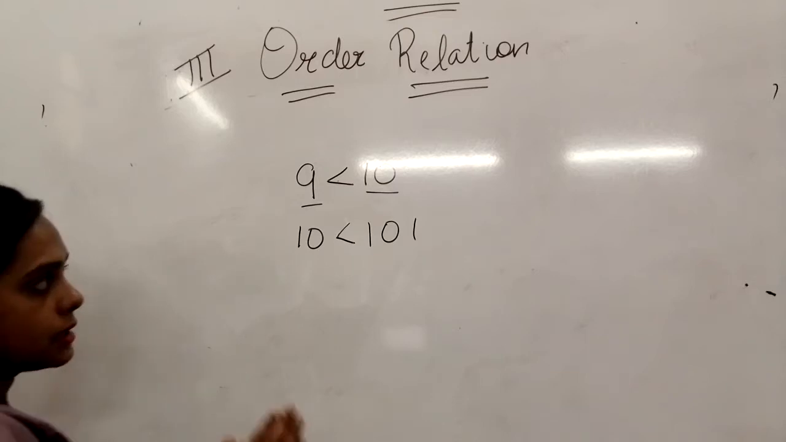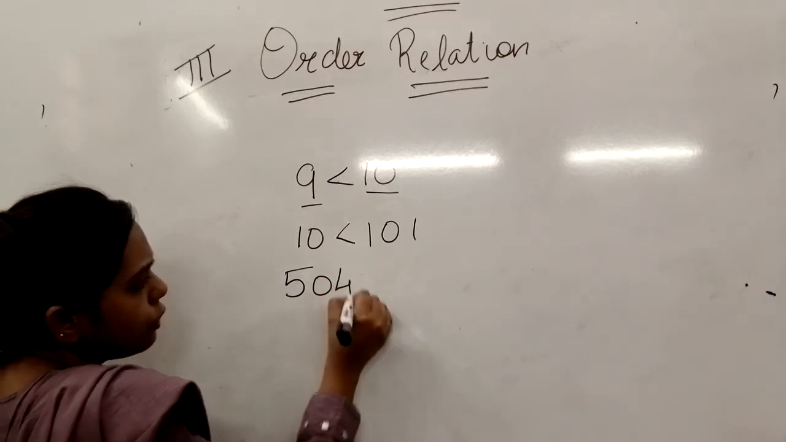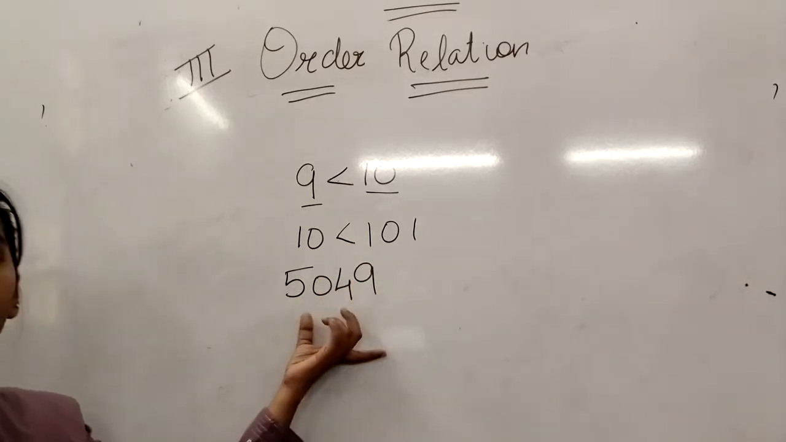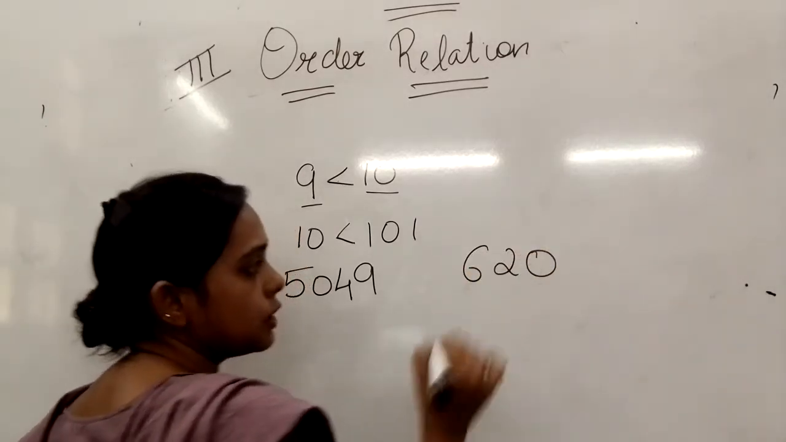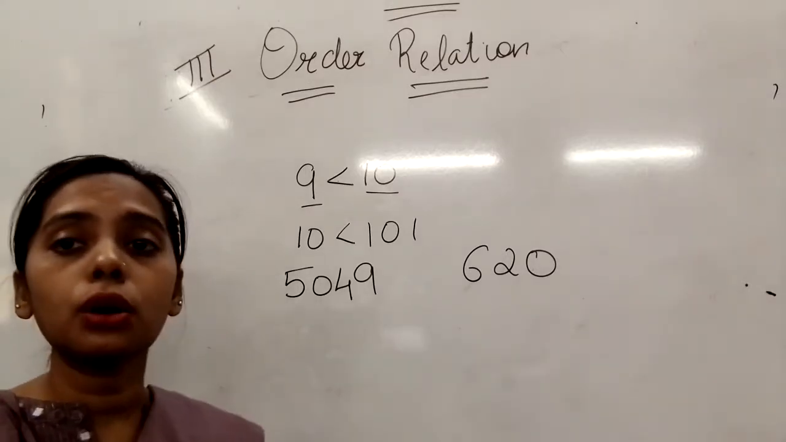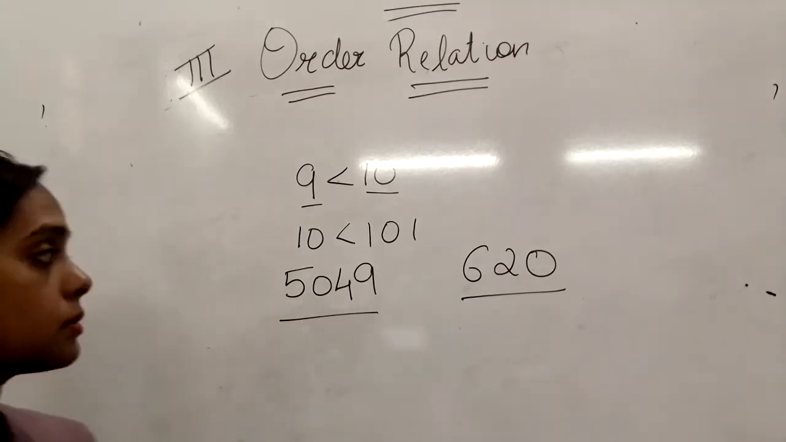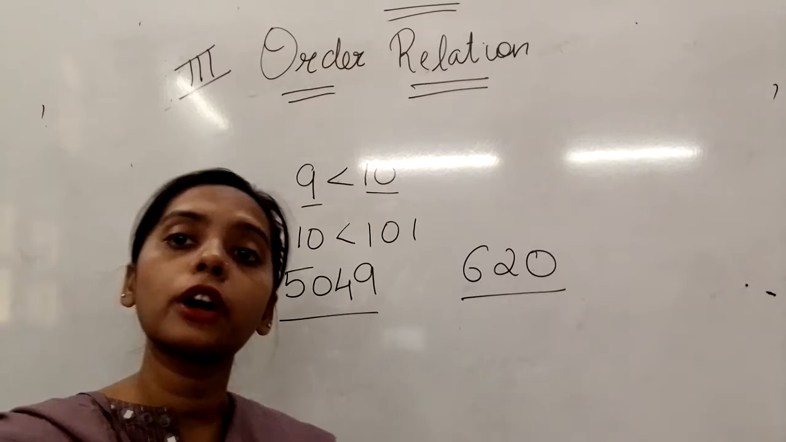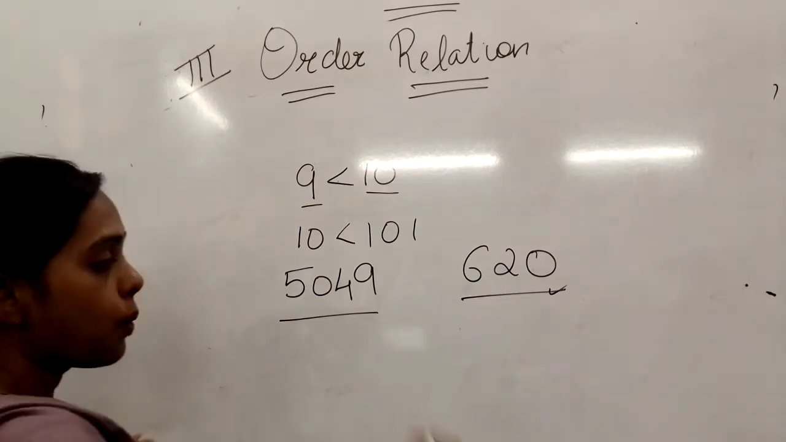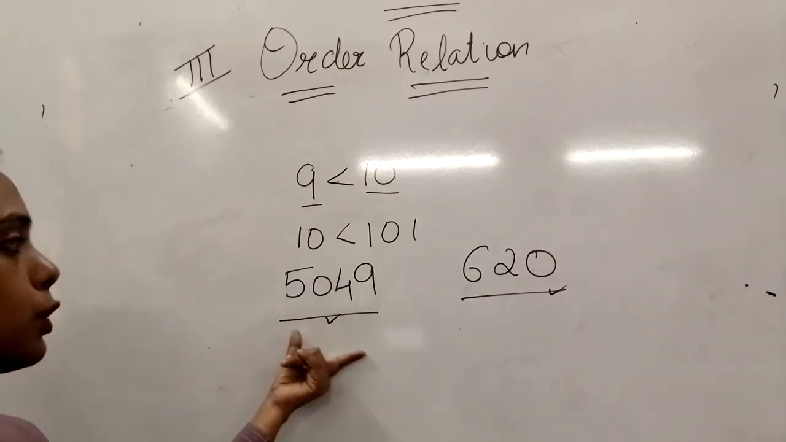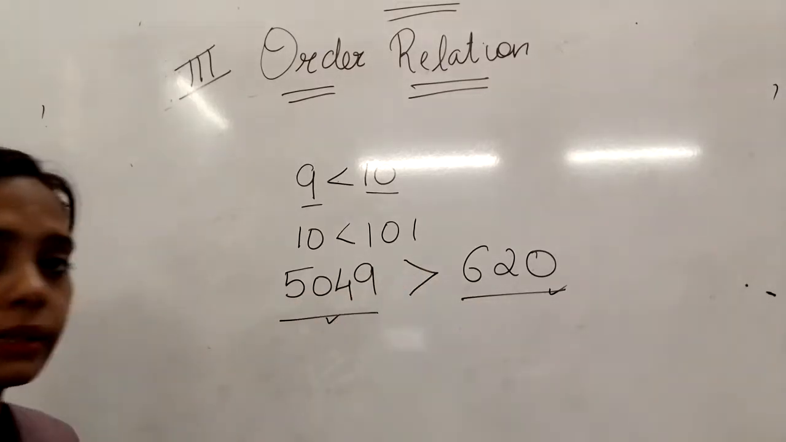Similarly, if we go on increasing the numbers, for an example, here 5, 0, 4, 9. This is a 4-digit number. Yes or no? Yes. And 6, 2, 0. This is a 3-digit number. So when such numbers are given and you have to find which number is greater, what will you do? You will straight up count the digits. This one has 3 digits, whereas this one has 4 digits. Automatically the 4-digit number is greater than the 3-digit number. So what will you do? You will put this sign. Okay.